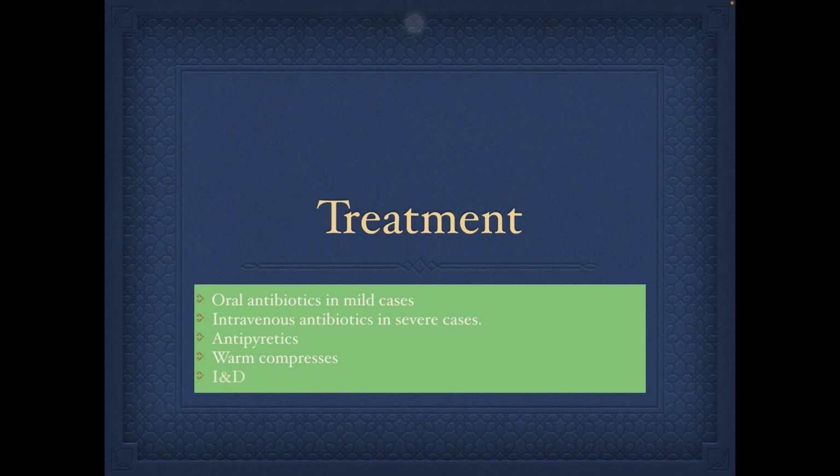And incision and drainage: sometimes preseptal cellulitis can develop into a frank lid abscess, and at that time it's imperative to drain the lid abscess.